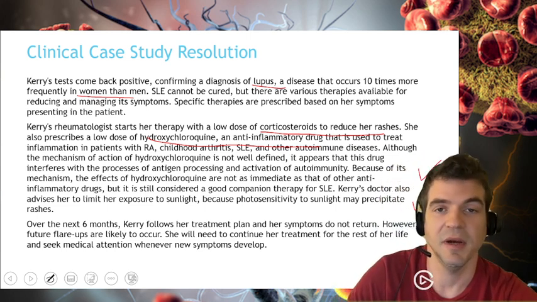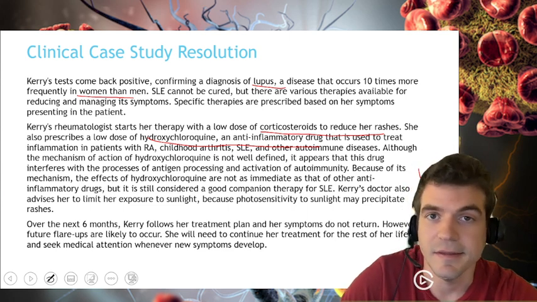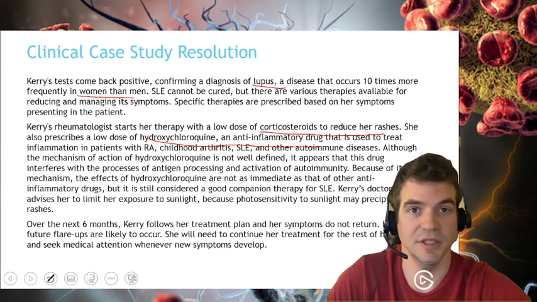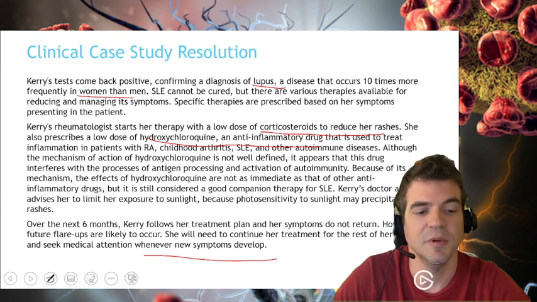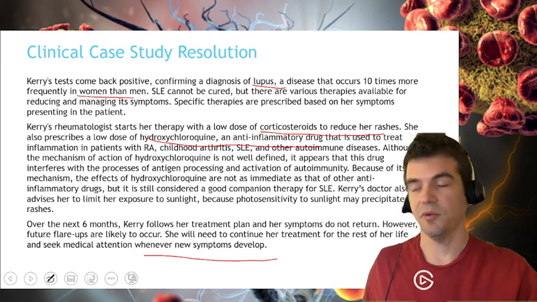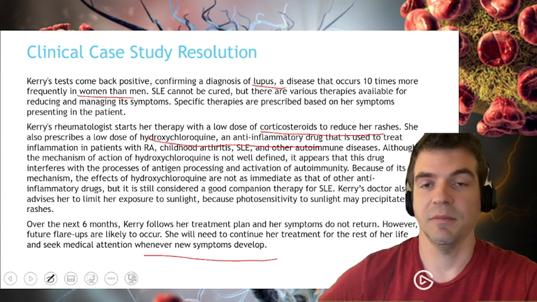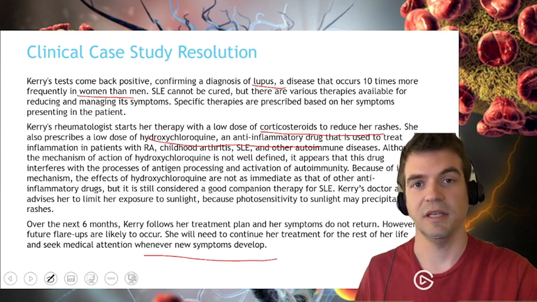And again, as a pilot, she may have to wear long sleeves. That's left between her and the doctor to discover what she needs to do. She does follow her treatment plan, and symptoms do not return. Flare-ups will be likely, and she'll need to seek treatment. So that is lupus. That is Carrie, our airline pilot. And we will look at hypersensitivities and other autoimmune disorders in the next video.